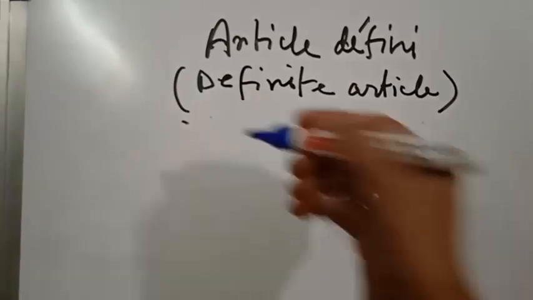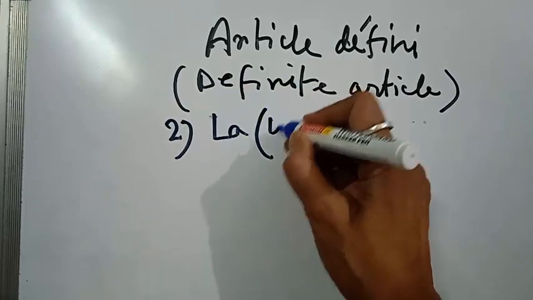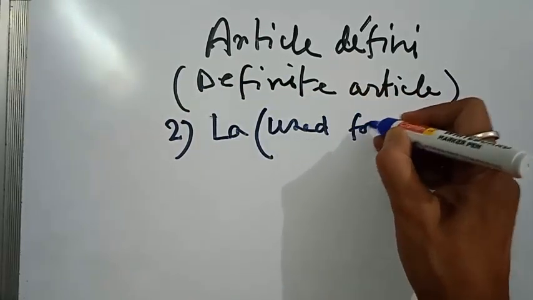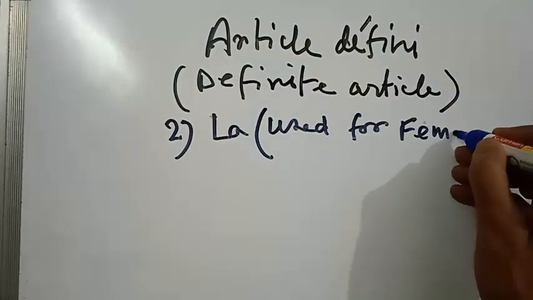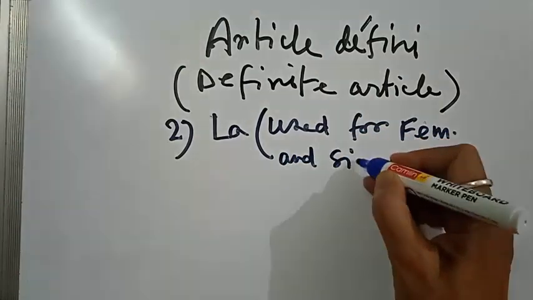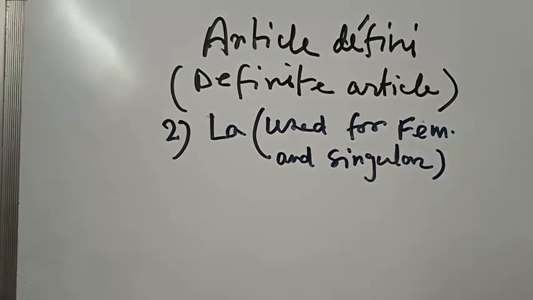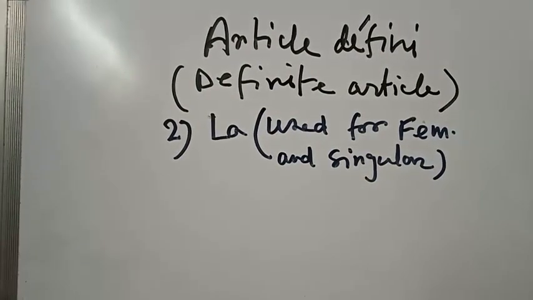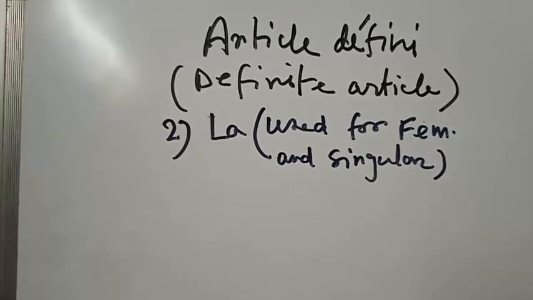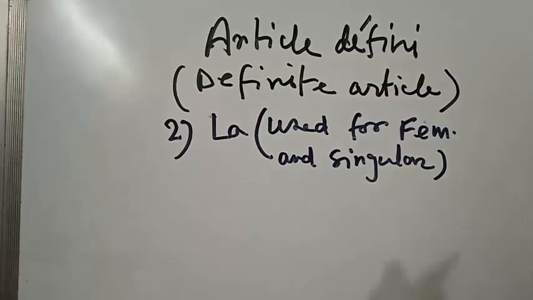Number two is la, used for feminine gender and singular number. Feminine gender and singular number. For words that belong to the feminine gender category and are in singular number, we use la. La is a definite article of the French language.